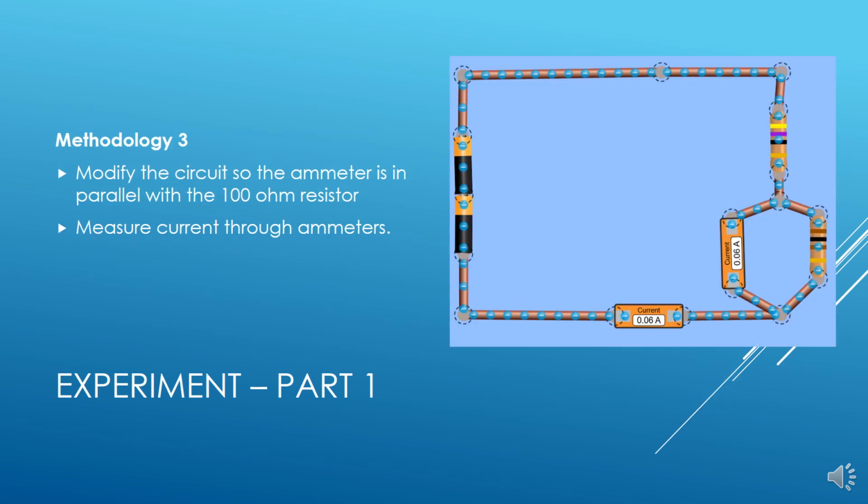The third and final methodology for part 1 was to modify the circuit again so that the ammeter is in parallel with the 100 ohm resistor, and then measure current through both ammeters.